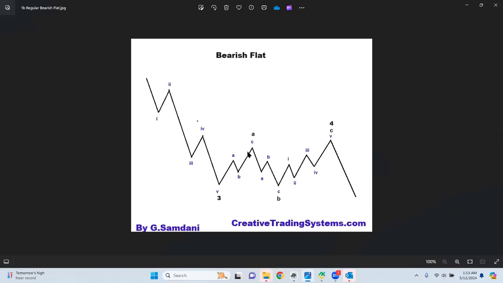Wave 3, and usually it shows up in wave 4 after wave 3. So that's why I'm showing it. But sometimes it also shows up in wave 2. Most of the time, I would say like 70-80% in wave 4, right? Flat corrections. And now this is the regular flat.